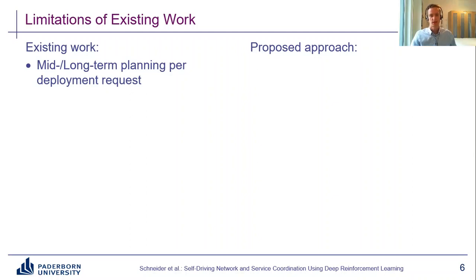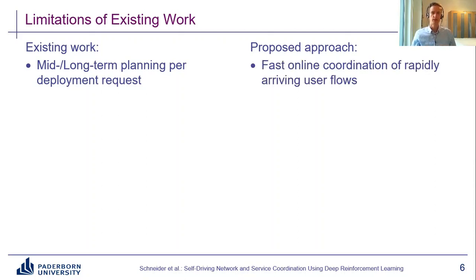The problem with that is that operation reality often diverges from any such initial plan, and the actual load that we see might be different than what we expected, and then things easily break. So what we do here is we really look at these rapidly arriving user flows that arrive at runtime that want to use the service, and we schedule these flows at runtime, and at runtime or online change our scaling and placement. So our scenario here is a lot more fast-paced, a lot more dynamic.